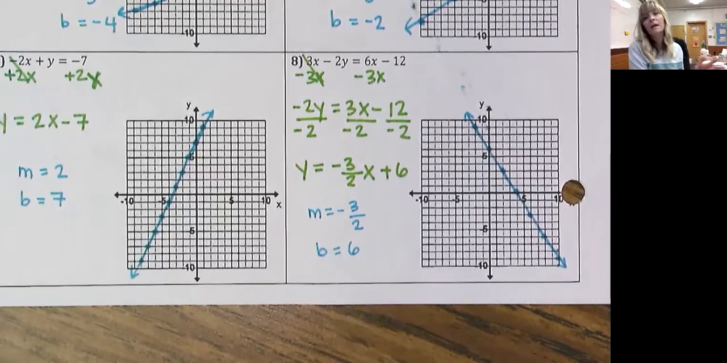This is called standard form. A lot of the equations that you'll be given or that you'll have to write from a story, they don't always lend themselves to y equals mx plus b. So we have to know how to start with standard form and then get it into slope-intercept form so that we can still graph and work with it.